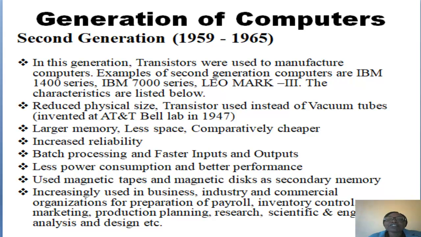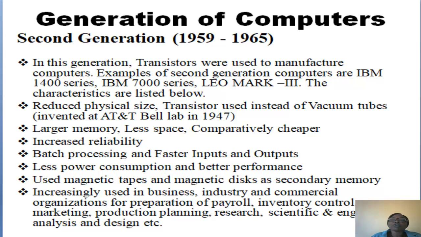Examples of this second generation of computers are the IBM 1400 series, the IBM 7000 series, and others. You will see other examples in your lecture notes. And what are the features? They have reduced in physical size compared to the first generation of computers. They make use of transistors instead of vacuum tubes.